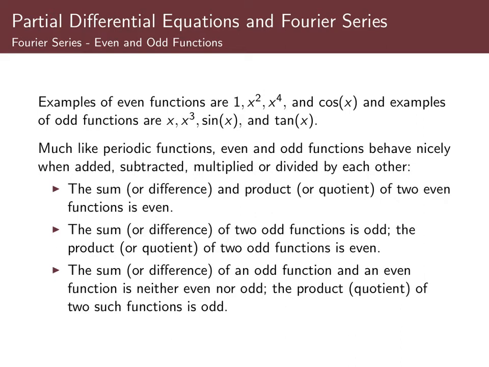One interesting example is tangent of x, which is the quotient of sine of x and cosine of x, sine of x being odd and cosine of x being even. This is odd, as we stated. This is important because Fourier series are nothing more than the sum of many even and odd functions.